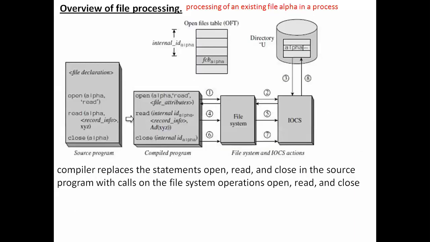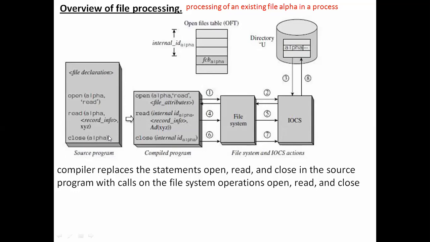So the next topic is the overview of file processing. For that we have this particular figure. Okay, so we have something called the source program here. In the figure you can see the source program. The processing of file alpha, in a process executed by the user U, is shown here.